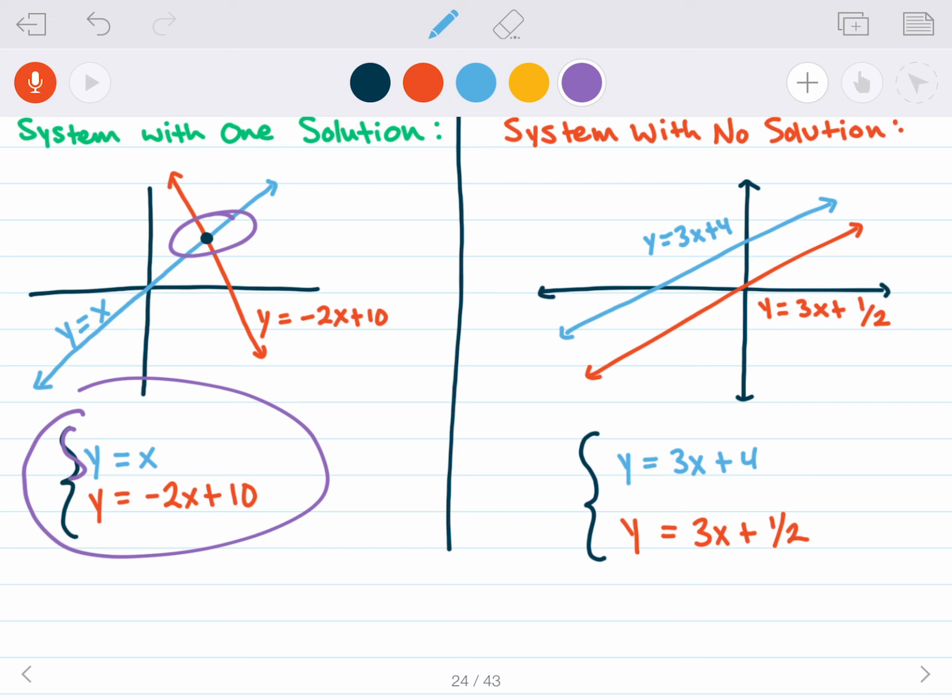This little guy right here, some people call it braces. It just means a set. So this is just saying, hey, this is a set of two linear equations, or a set of two lines.